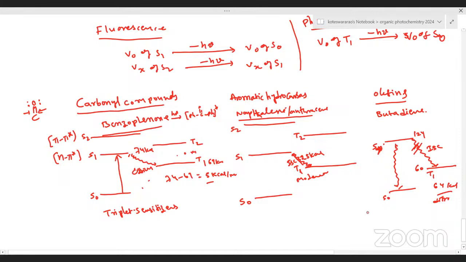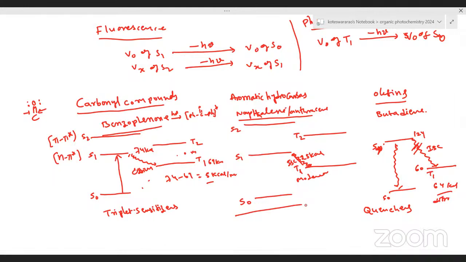And butadienes are used as quenchers. Olefins are used as quenchers. These are the general reacting materials in the compounds. Okay, that is about intersystem crossing.